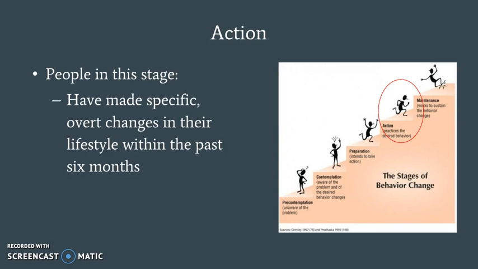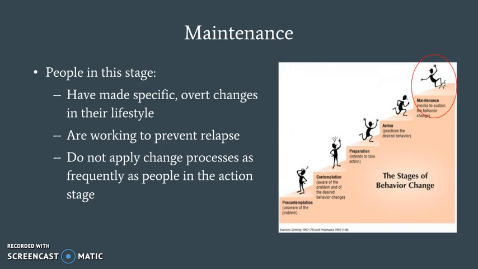People in the action stage have made specific overt changes in their lifestyle within the past 6 months. And then finally, those in the maintenance phase have made specific overt changes in their lifestyle and are working to prevent relapse, and they do not apply change processes as frequently as people in the action stage.